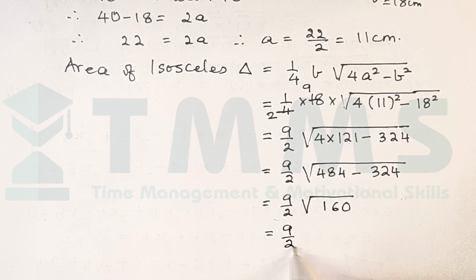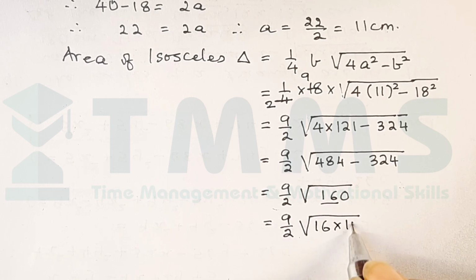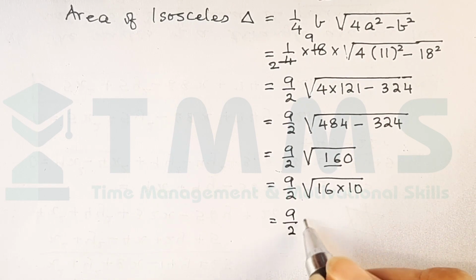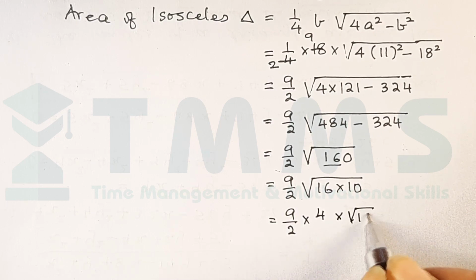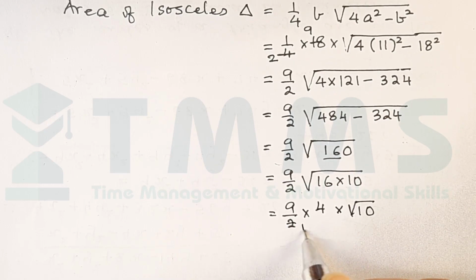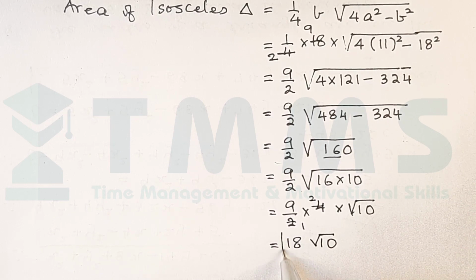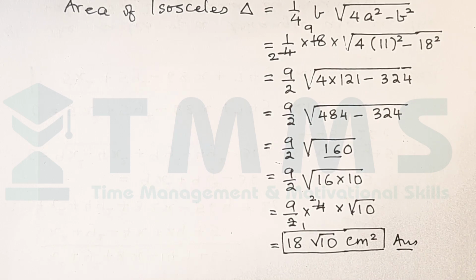Now, are you able to see some pattern here? That was your tip number 3. Look at the pattern. Isn't this a square number? So we write 16 into 10. And so we will have 9 upon 2 multiplied by, from this 16, the square root will be 4, multiplied by under root 10, which we keep as it is. And now 2 ones are 2, and 2 nines are 18, so you will have 18 root 10, and that is our answer. We write the unit as centimeter square.